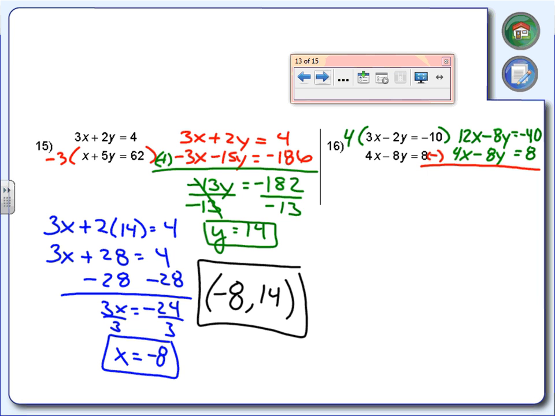12x minus 4x would be a what? 8x. A negative 8y minus a negative 8y is 0. That was the whole idea, getting rid of those y's. Negative 40 minus 8 would be a negative 48. And of course, to finish this off, we're going to divide by 8. So negative 48 divided by 8 is going to be a negative 6. So we have half of our answer. We know the x value is a negative 6.